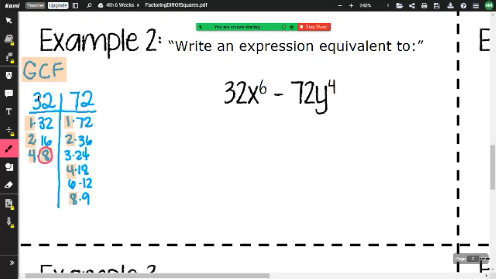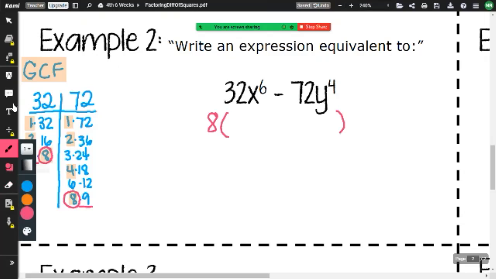So we circle it. And why do we circle it? Because that is going to be located where? In the front of what? The parentheses. So we're taking an 8 out. We're dividing. We're undistributing an 8. And when I did that, let's take a look. What was left inside? I circled the 8, but what did I leave inside? 4. X to the 6, because I didn't do anything with my variables.